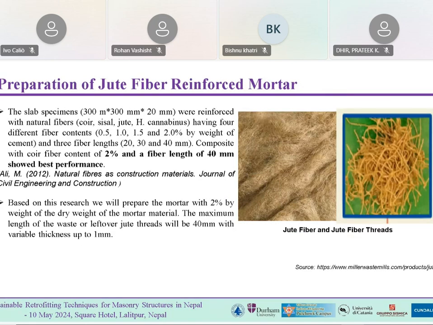And how will you prepare this mortar with fiber? From going through some research and papers, the maximum optimum performance was obtained at 2% by weight of dry mortar materials. So we will be adding 2% by weight to make this mortar specimen, and then it will be tested for what we tested before application of this mortar.